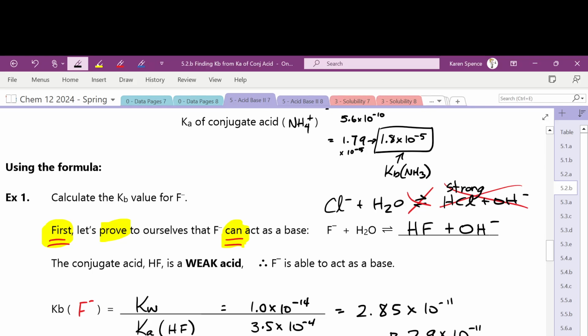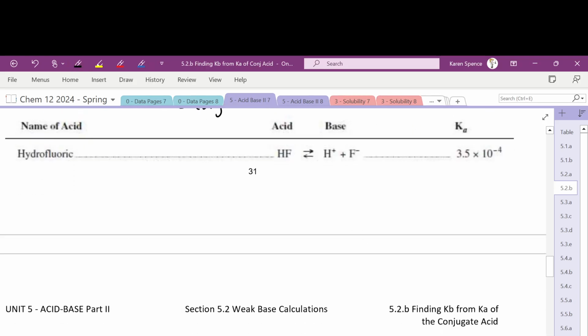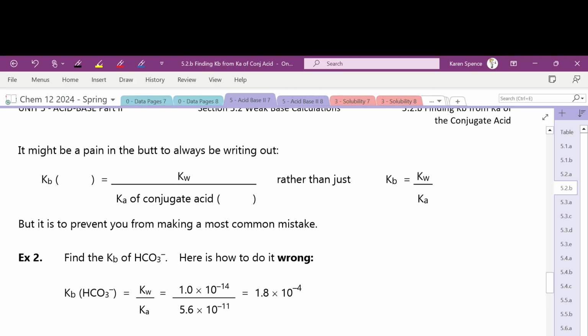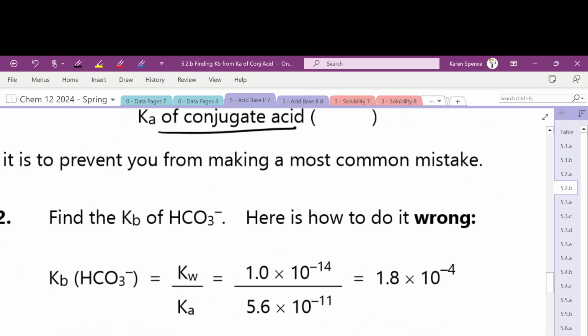Now, if you were going to do calculations with this, you would not round it off. You would keep it to a couple extra digits, okay? Especially because that's like halfway in the middle, and that's the kind of number where rounding is going to bite you if you actually round off, if you've got further calculations to do. Okay. It might be a pain to always be writing out Ka of the conjugate acid, but it prevents this mistake. Now, this is the mistake I was telling you about.